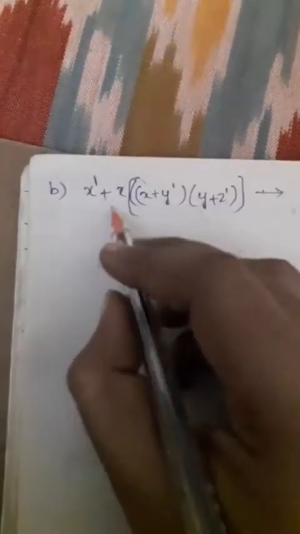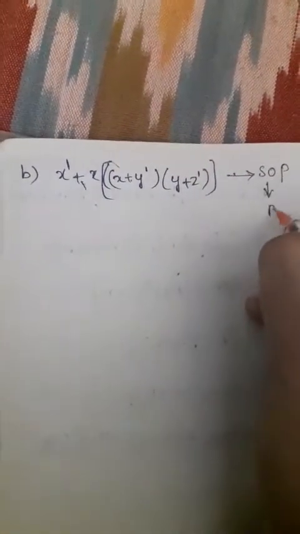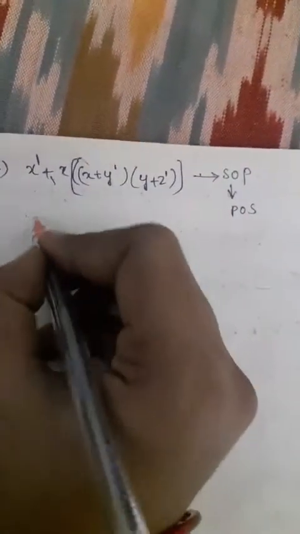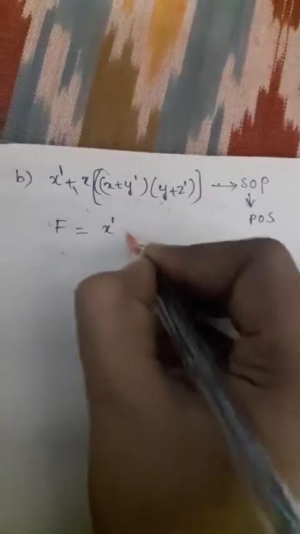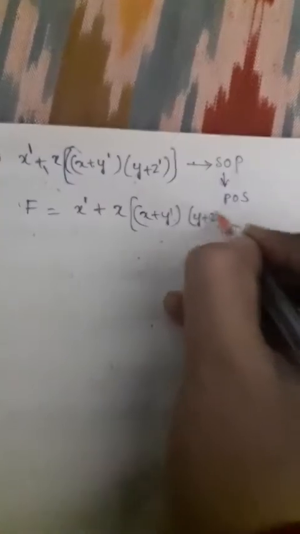Now coming to the second one. What is the second problem? The second problem is X complement plus X into (X plus Y complement) into (Y plus Z complement). This is our second problem. Just check, is it SOP or POS? Sum of product, right? So directly we can say that this is an SOP expression. So we need to convert this into POS. How to convert? Let us first consider F equals X complement plus X into (X plus Y complement) into (Y plus Z complement).